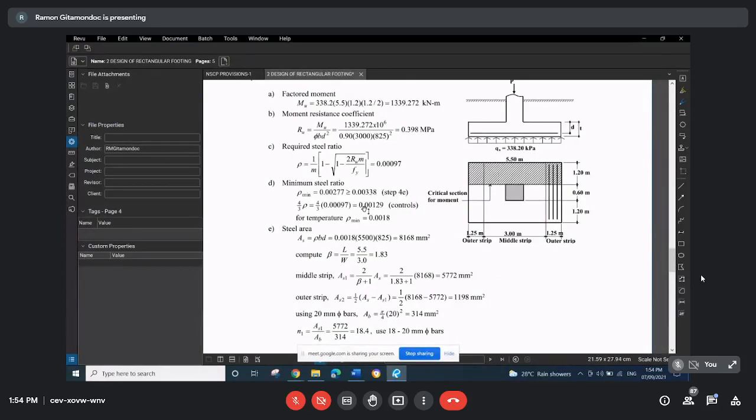And this one we have to check against the absolute minimum, which is required to control temperature and shrinkage, which for fy equal to 414 is 0.0018 bt. For fy equal to 276 megapascal, you have 0.002 bt. So here we have 0.0018. So the 0.0018 will govern.